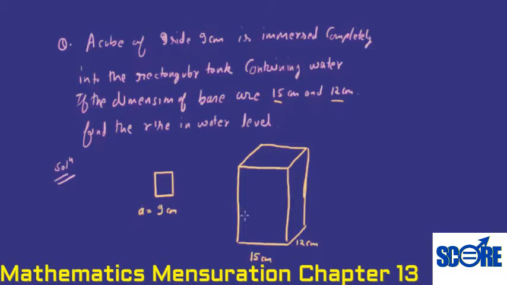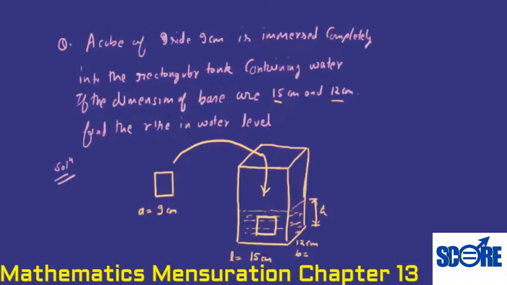Now there is some water in it. Let's say up to this height there is water inside it. Let's say the initial height of the water is h. This is the length, this is the breadth. Now this is the initial height of the water level in the tank. Now when we are immersing this cube into this water, what will happen? Due to immersing of this cube in this water, the water level gets increased.